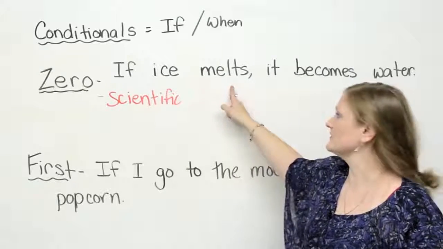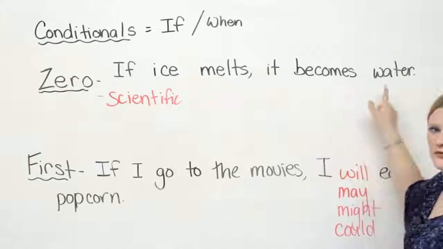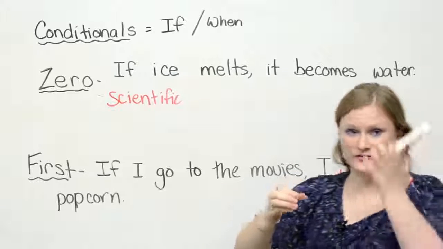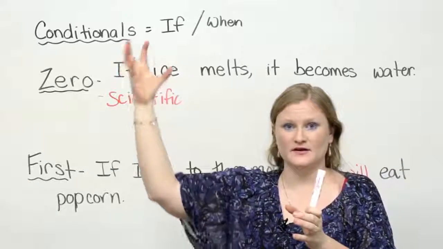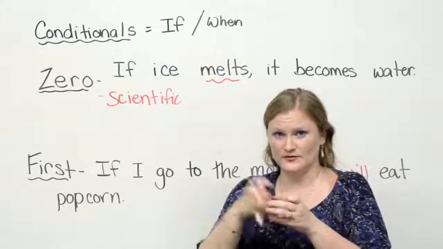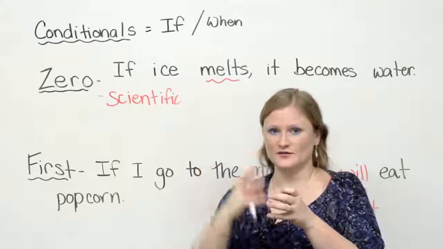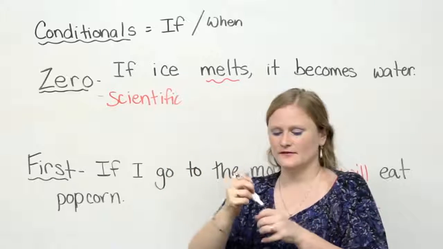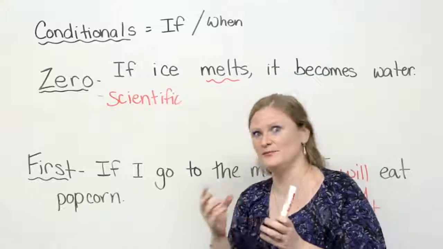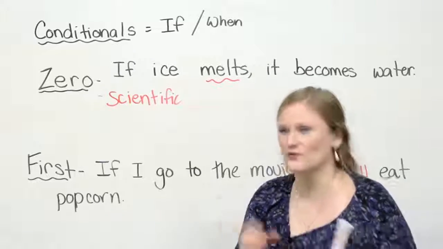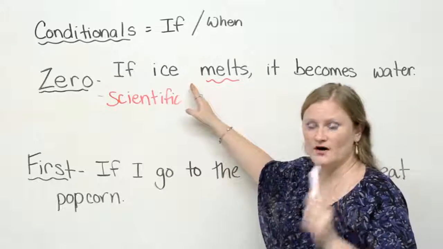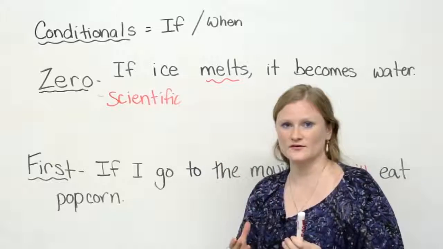If ice melts, it becomes water. Always true. If I have an ice cube and I put it into the sun or I give it heat, this is what melts mean. Melt means it changes from a solid to a liquid state. With heat, it changes into water. Unfortunately, it doesn't change into beer or money or gold or chocolates. Ice always will become water.